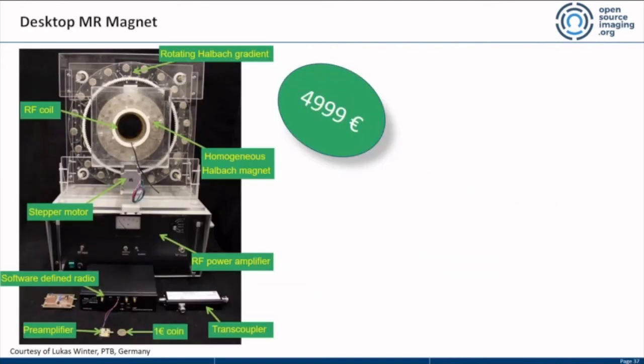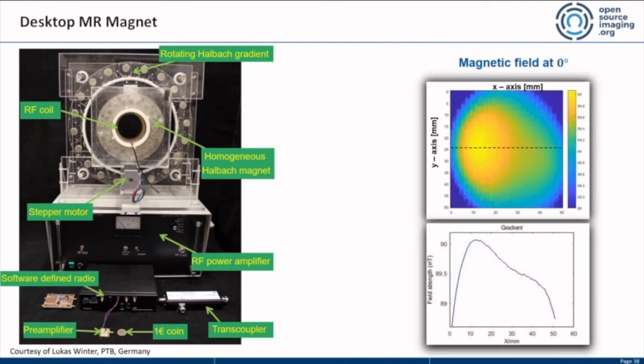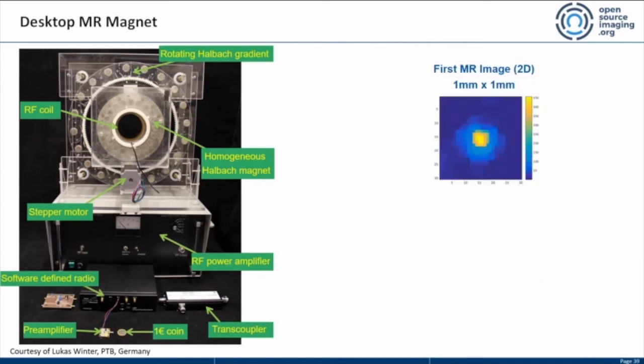Lucas Winter, the father of this project, created a desktop MRI. It has the magnets for the B0, a rotating gradient for the spatial encoding, and all the RF components to get the image in the end. And this costs less than 5,000 euros. So this is the B0 distribution, and with this B0 distribution, you could get an image.